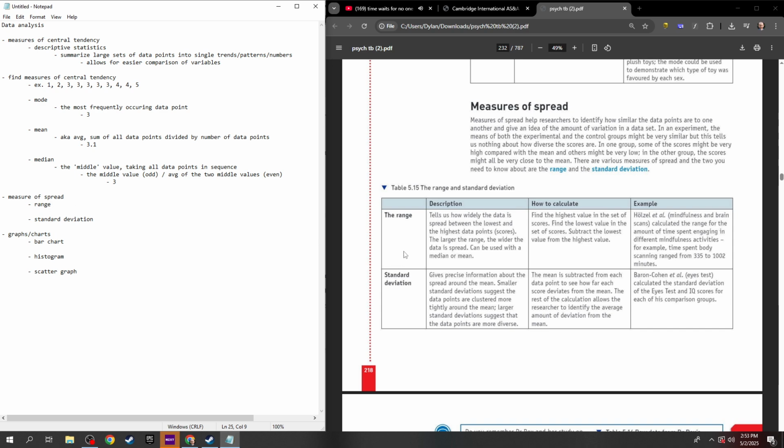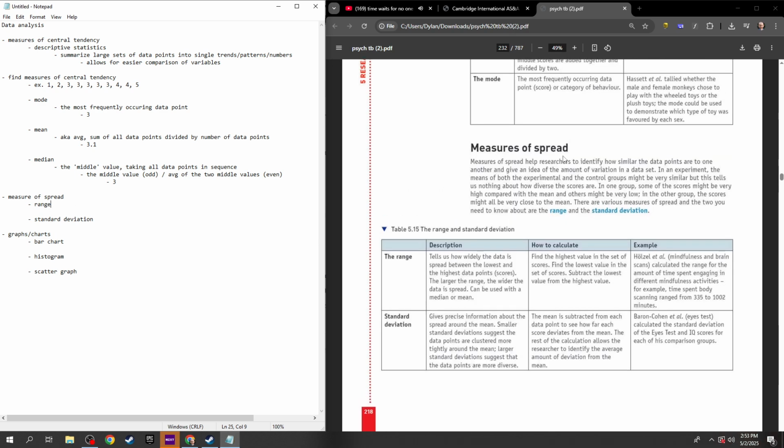Okay, so now we go on to measures of spread. Measures of spread help researchers to identify how similar the data points are to one another, and give an idea of the amount of variation in a data set. Help identify similarity of data. Similarity slash variation in data rather than of data points.